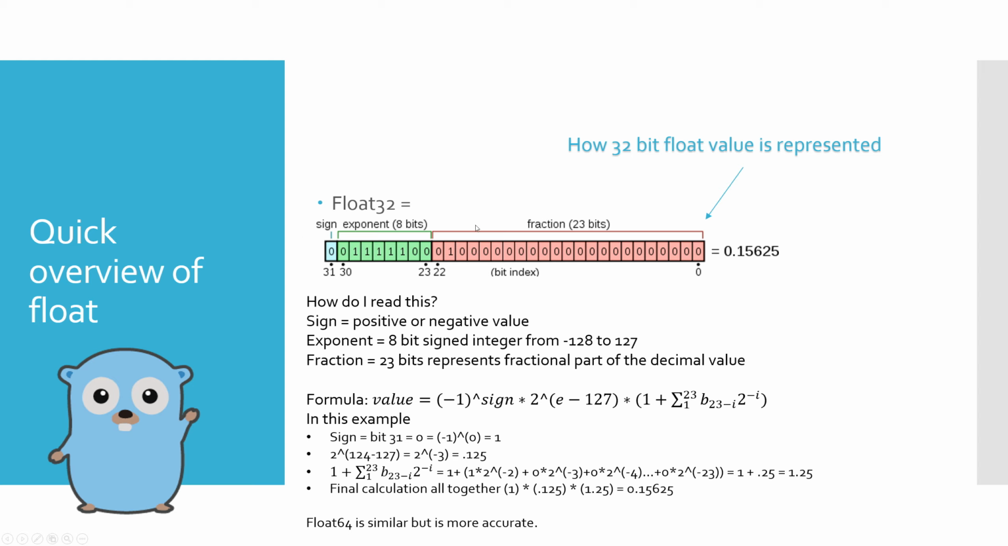So with this information, we can calculate the value by going through this formula. Negative 1 to the power of sign, the sign being the sign bit, 0 or 1, times 2 to the power of e minus 127, e being whatever signed integer is represented here. In this case, it's 124. You can punch this into a calculator or calculate yourself. This will be 124 in decimal. And then you do times 1 plus the summation from 1 to 23 of b subscript 23 minus i times 2 to the minus i.